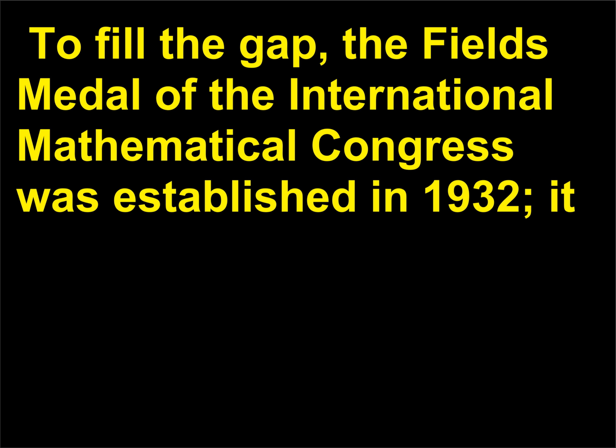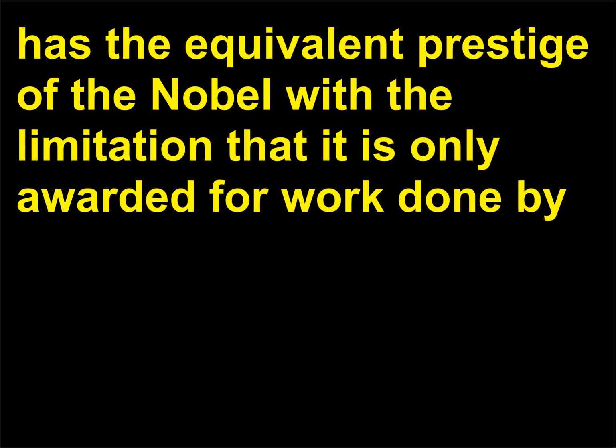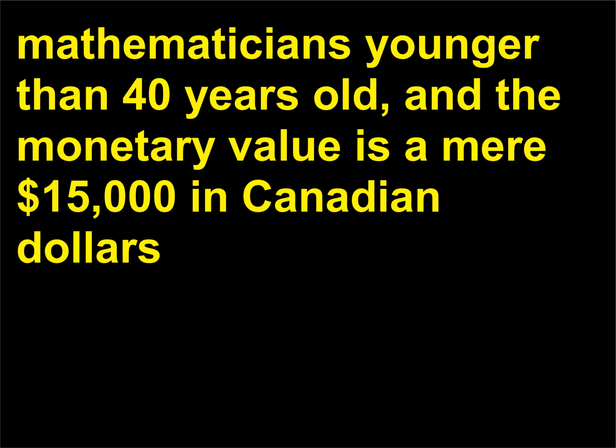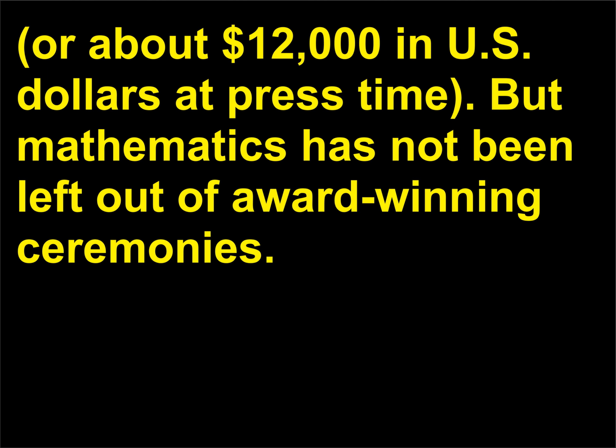To fill the gap, the Fields Medal of the International Mathematical Congress was established in 1932. It has the equivalent prestige of the Nobel, with the limitation that it is only awarded for work done by mathematicians younger than 40 years old, and the monetary value is a mere $15,000 in Canadian dollars, or about $12,000 in US dollars at press time.